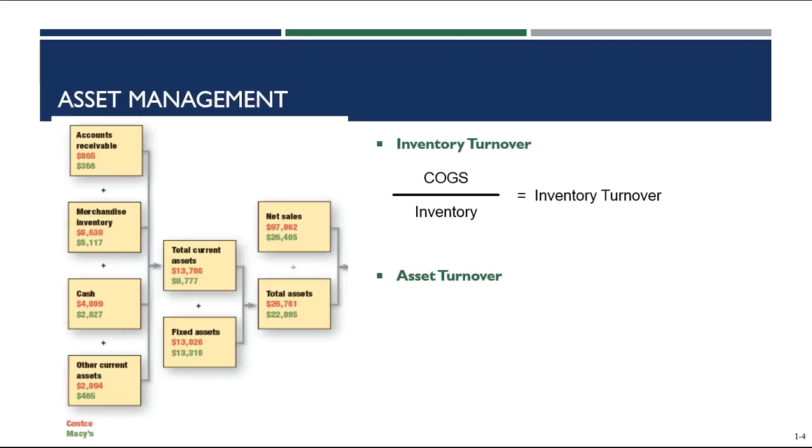Let's look at asset turnover now. Asset turnover is a measure of your performance of asset management. So we're now looking at our net sales divided by our total assets. This runs similarly to inventory turnover here. Costco, since we're looking at our assets here, we know that Costco turns over inventory much faster than Macy's. And so as you can imagine, Costco's asset turnover is going to be a lot higher than Macy's asset turnover.